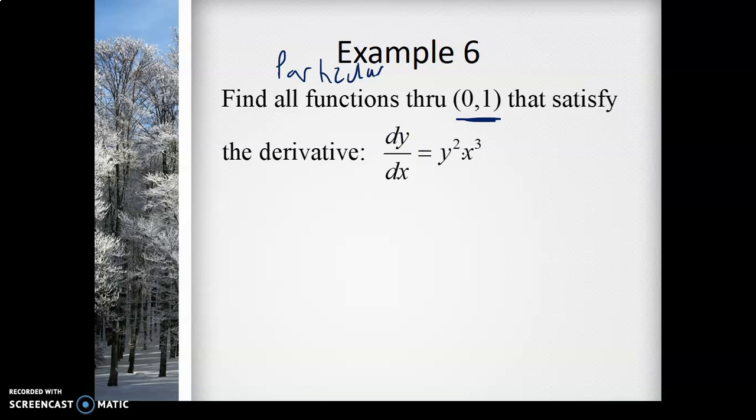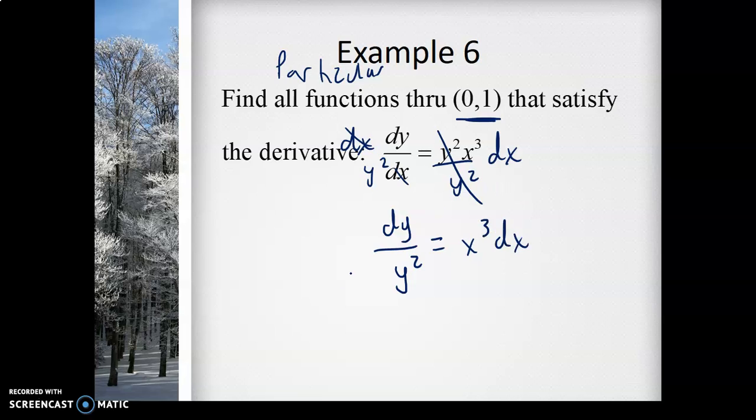I want to get y on the left side and x on the right side. So to get the y squared over, I would divide both sides by y squared. So dy over y squared. To get the dx over, I'm going to multiply both sides by dx. So dy over y squared equals x cubed dx.